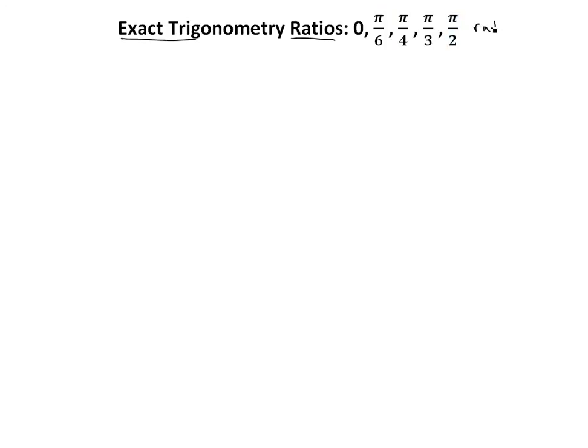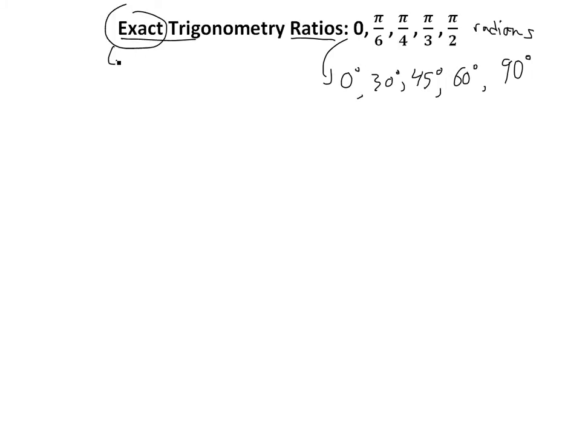These are radians. If you don't know what they are, you can see my other video on radians. So basically these are just angles. This corresponds to 0 degrees. This is 30 degrees. This is 45 degrees. This is 60 degrees. And this is 90 degrees. From these angles you could get exact ratios for sine, cosine, and tan. You can see my other video on what the definitions are.